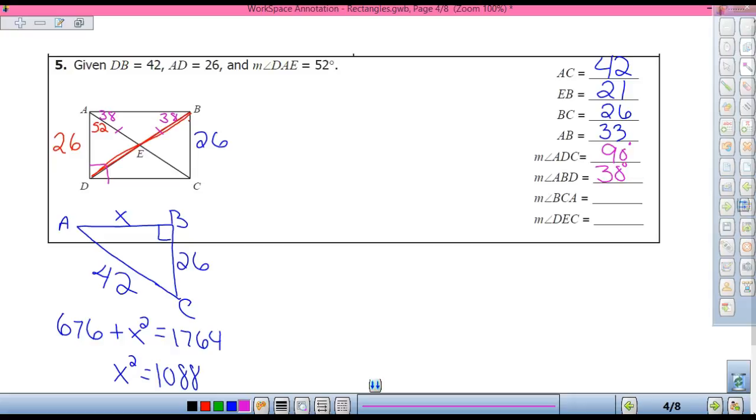So BCA. 52, what? Alternate interior angles. And DEC. So if this is, you said this guy is what? 38. Right, DEC, what's this guy then? 38. So how are you going to find that guy? 180 minus 76. 104.